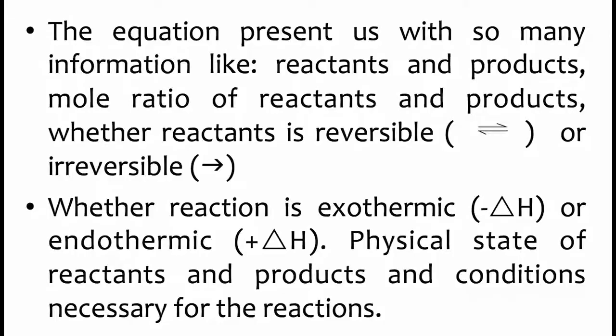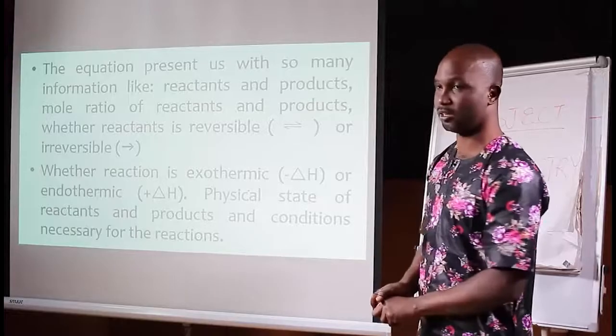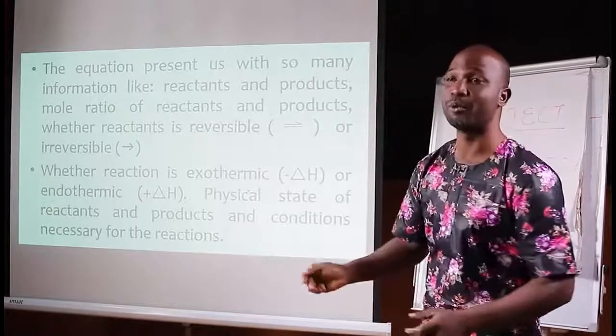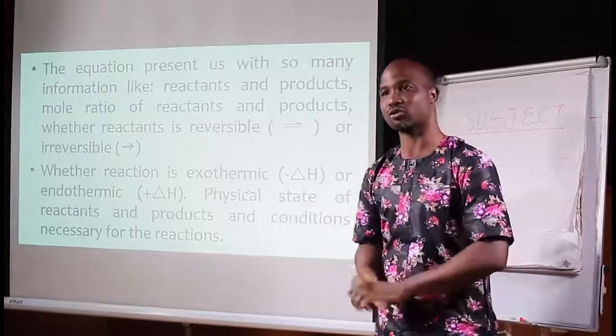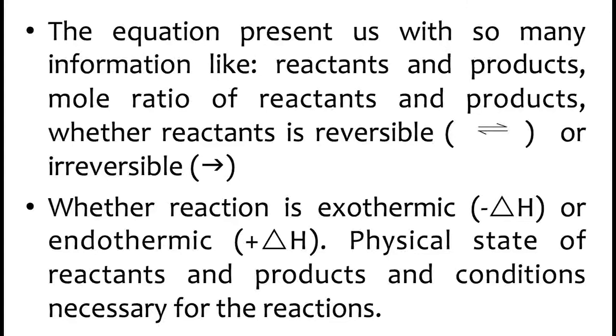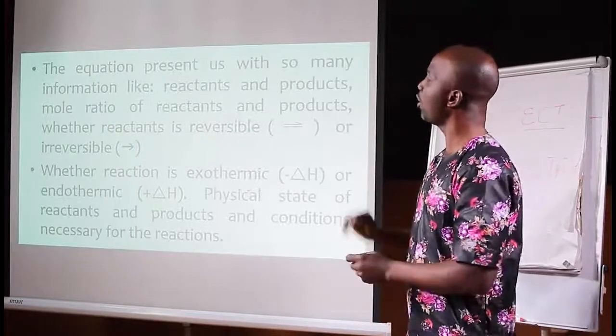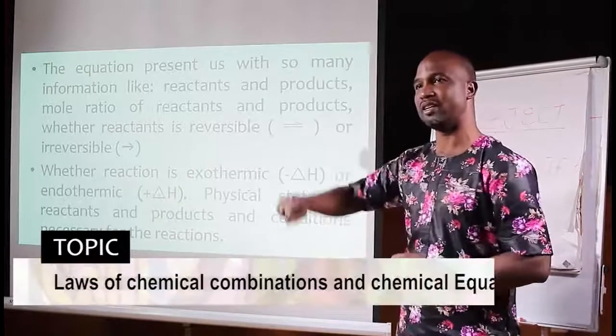It also tells us whether a reaction is exothermic, as in the case where delta H is negative, or endothermic, as in the case where delta H is positive. The equation also tells us the physical state of reactants and products. As you can see, S is for solid, aq is for aqueous, g is for gas, and l is for liquid. All this information and many more will tell us when we have an equation that is properly written.